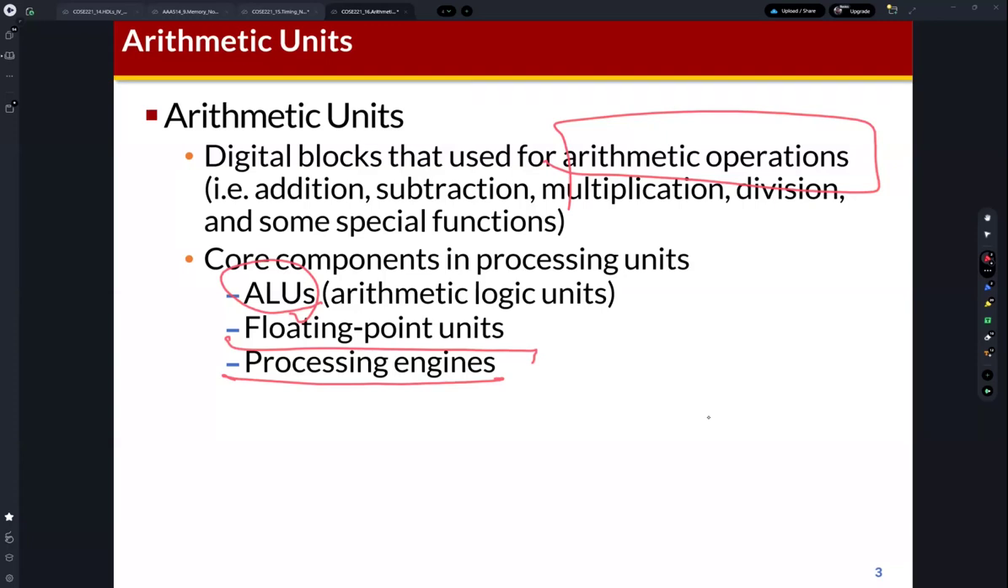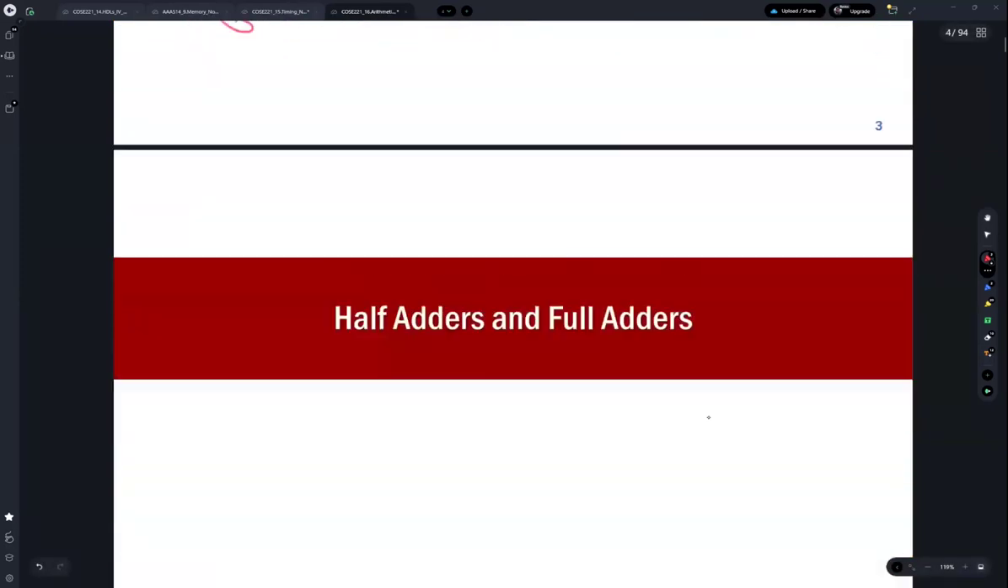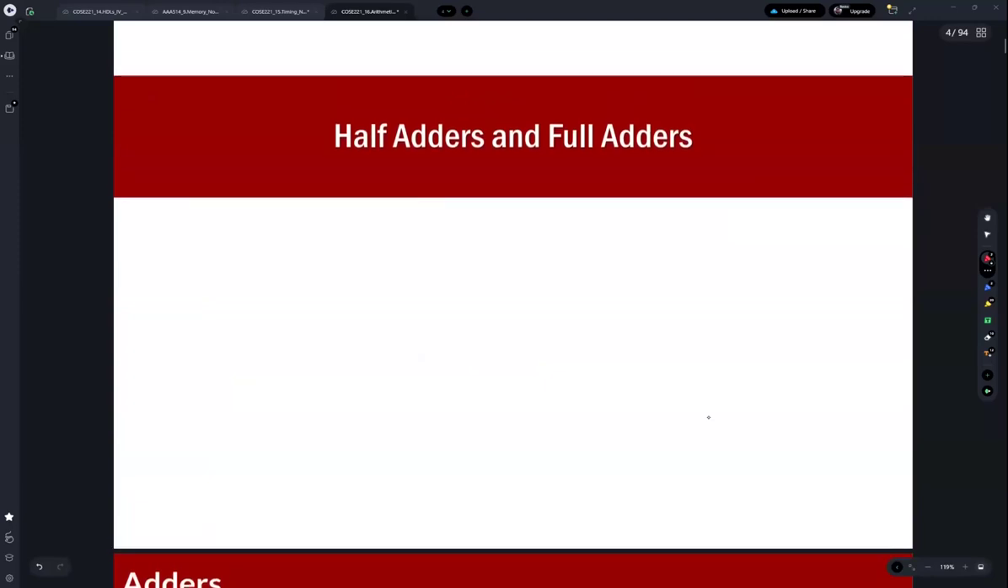I believe you can take the computer architecture course next semester. A processor includes the ALU, because a CPU needs to perform arithmetic operations defined by instructions. The CPU also includes the floating point unit for calculating floating point arithmetic operations. So now, let's start from the adder: half adder and full adder.